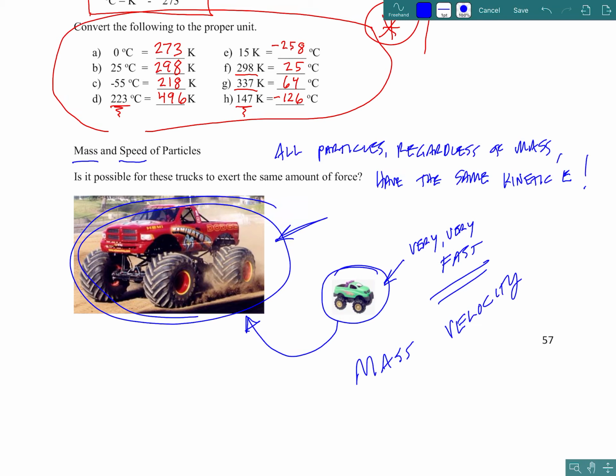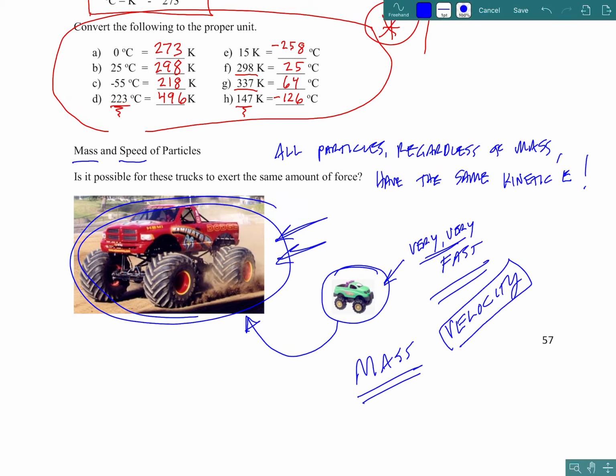So when I asked you if the toy truck and the monster truck could have the same kinetic energy, you said no because you assumed something. You assumed they were traveling at the same velocity. But I didn't say anything about their velocities, did I? No. So if I can get this toy truck to get moving very, very fast, can't it compensate for its lack of mass and have enough kinetic energy to do as much damage as the monster truck? Yes, it can. Now, molecules, particles, atoms and molecules have that same property.